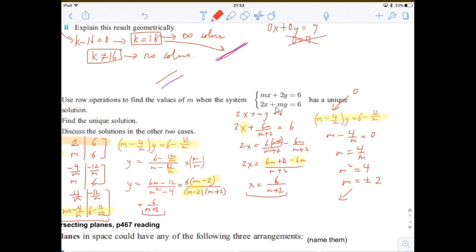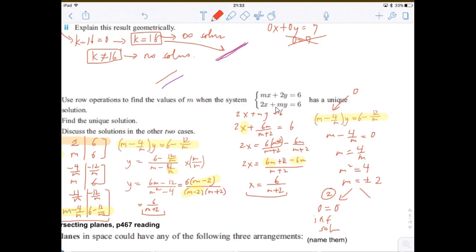Okay, and let's check that out exactly. So I'm going to check out the case where m equals 2. If m equals 2, the left side becomes 0, of course, and the right side becomes 6 minus 12 over 2, which would also be 0. Okay, so when m equals 2, no big deal. Infinite solutions, okay?